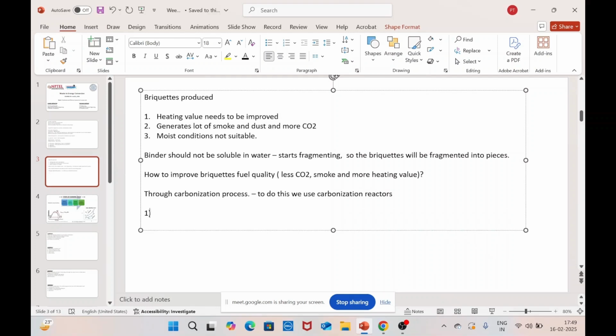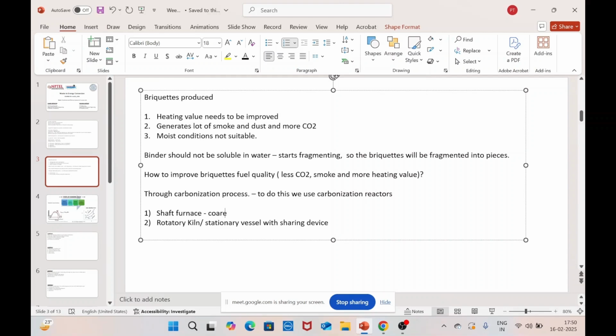So we have two. One is your shaft furnace, and the other one is your rotary kiln, or you can say a stationary vessel with shearing device. The shaft furnace is used if the particle is porous in nature, with a medium particle size. In the case of the rotary kiln, fine particles are used.